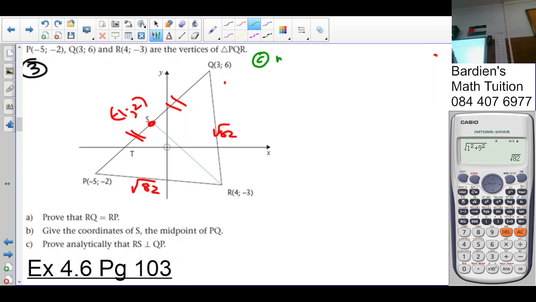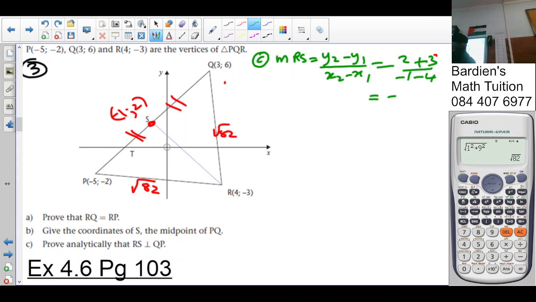So, the gradient of RS is equal to y2 minus y1 over x2 minus x1. So RS, yeah. So it's going to be 2 minus minus 3 over minus 1 minus 4. This gives you 5 over negative 5, which is negative 1. Do you all agree with that? The gradient is negative 1. So if the gradient of PQ is 1, then the job is done.